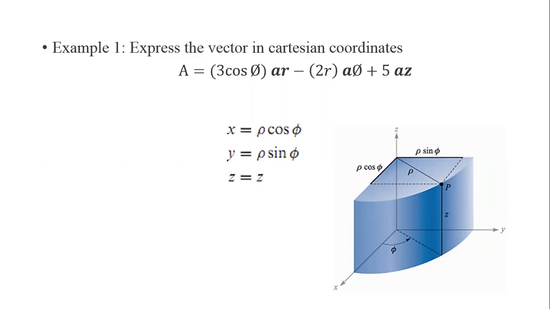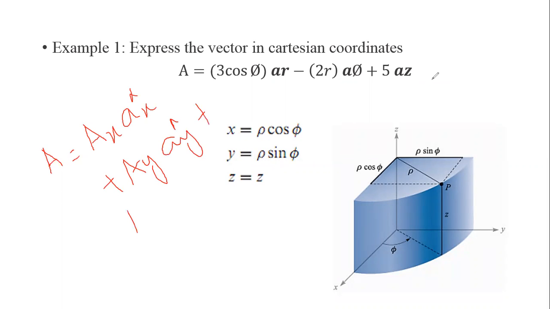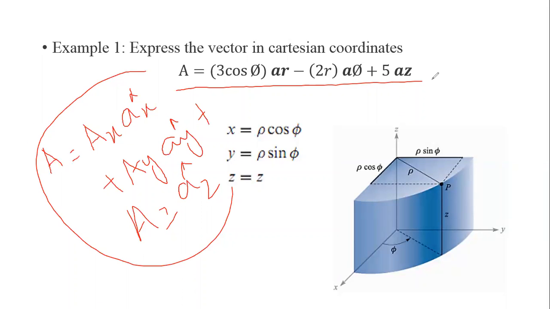Now in our last class, we had discussed how we can convert a vector from cylindrical coordinate system into Cartesian coordinate system. It means that we have to express this vector in the form of A is equal to AX into its unit vector plus AY into its unit vector plus AZ into its unit vector. So we have to find AX, AY and AZ, and this vector will be transformed into Cartesian coordinate system.